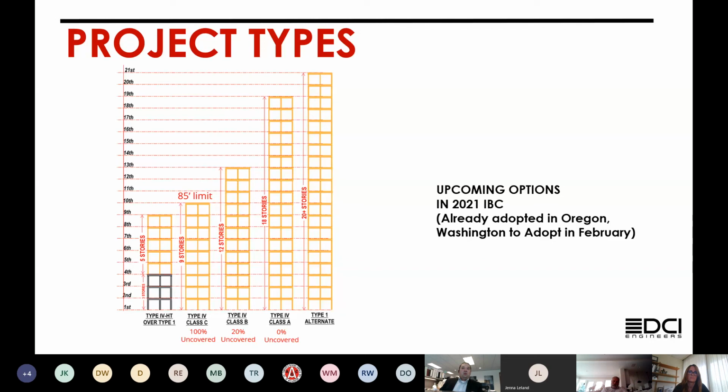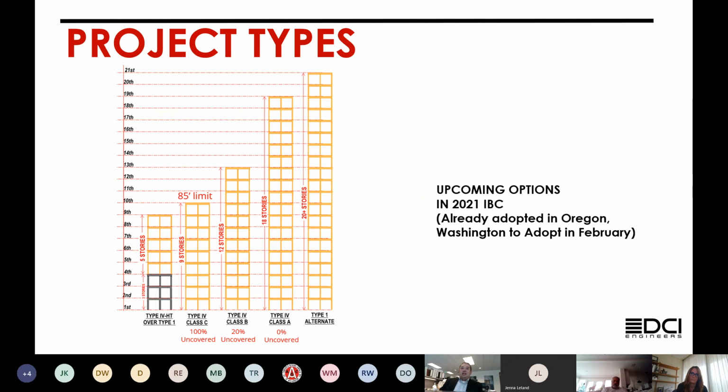Looking ahead on the next slide, the options that we have for type 4 construction are going to expand quite a bit. So just looking at this, the type 4 construction is being broken up into a class A, class B, or class C. And the corresponding height limits or story limits are listed here. The difference between class A, B, and C is really just how much gyp, or how much covering, we have over the structural wood members. You can see class type 4, class C, completely uncovered, 100% uncovered.